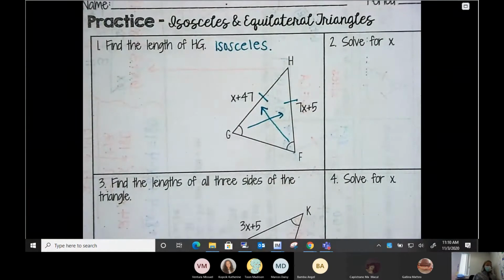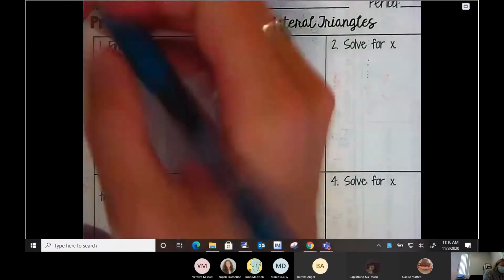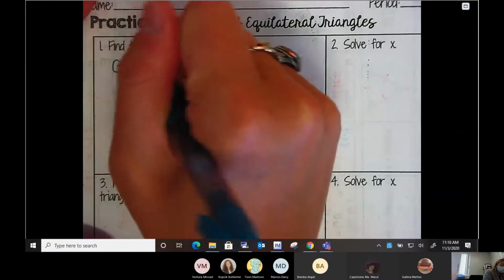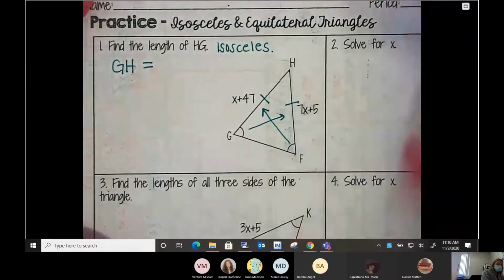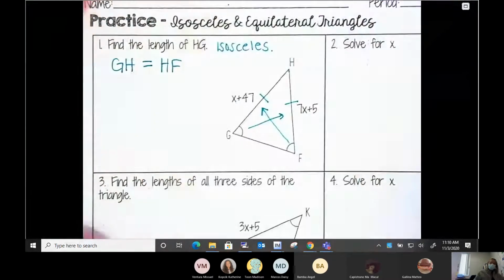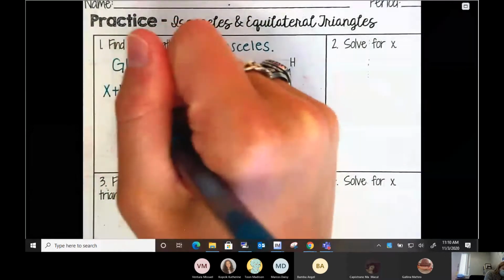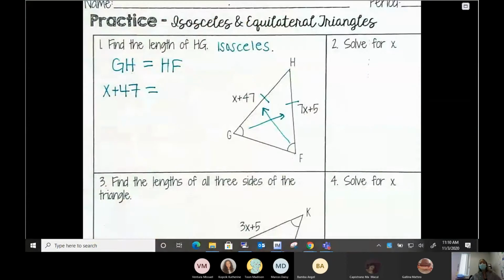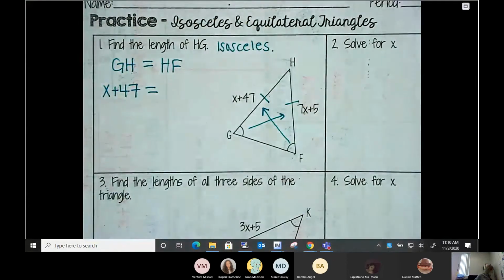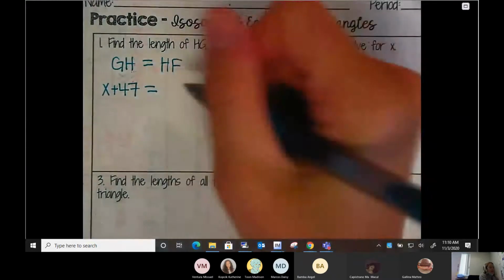So my equation, I'm going to take side GH, and I'm going to set it equal to side HF. And then I'm going to solve. So what is the length of side GH? What equation's given to you? X plus 47 equals, what's the other side? 7x plus 5.